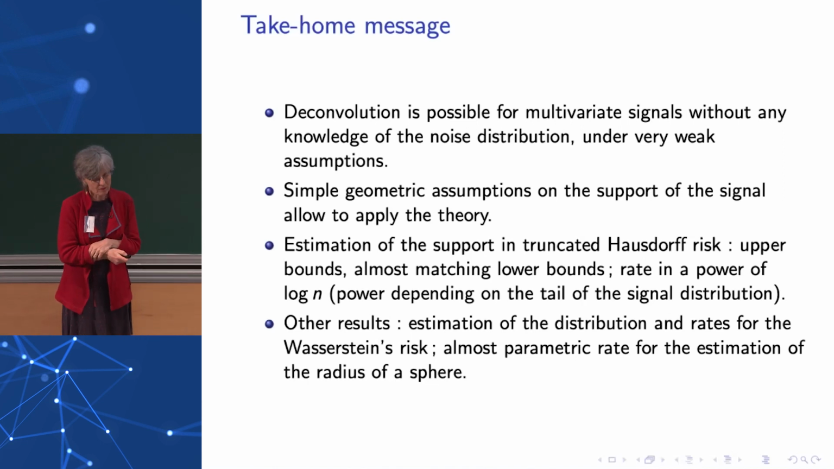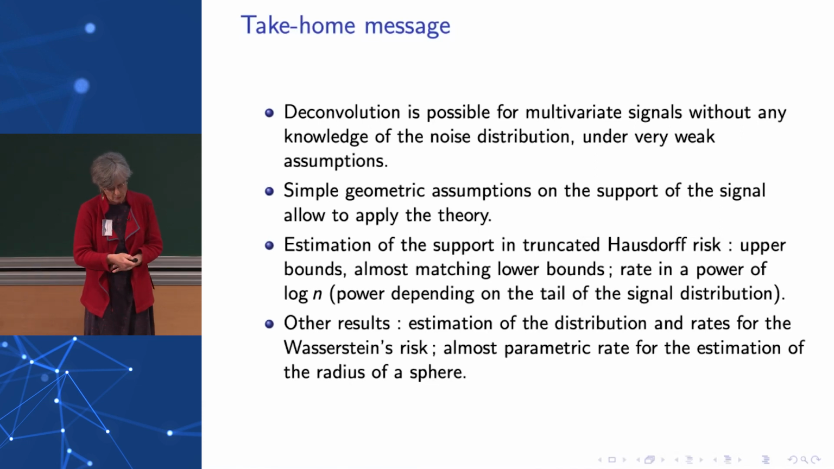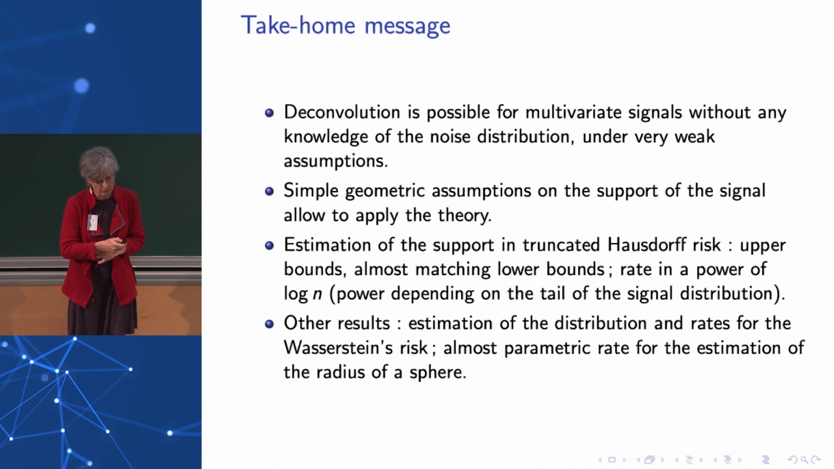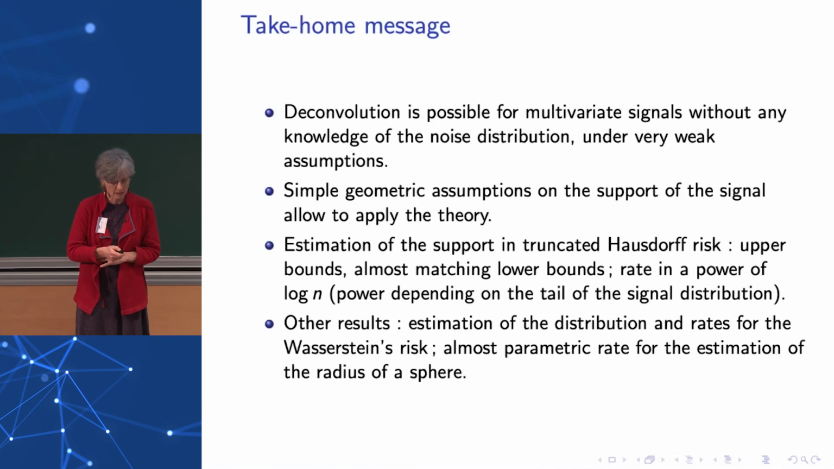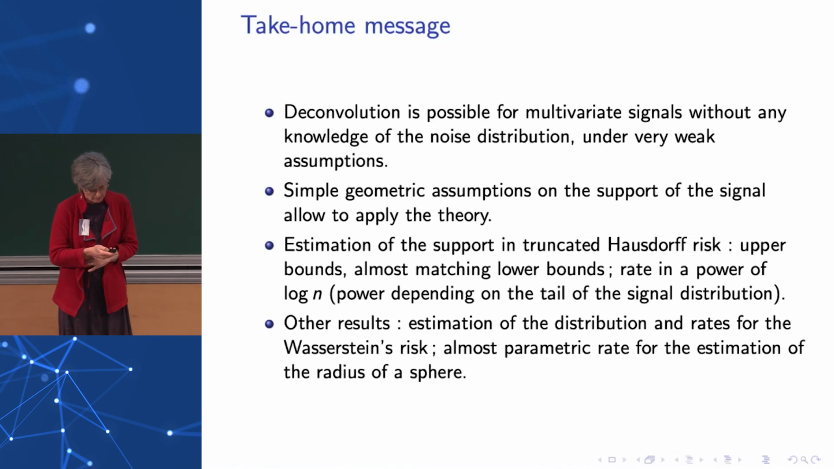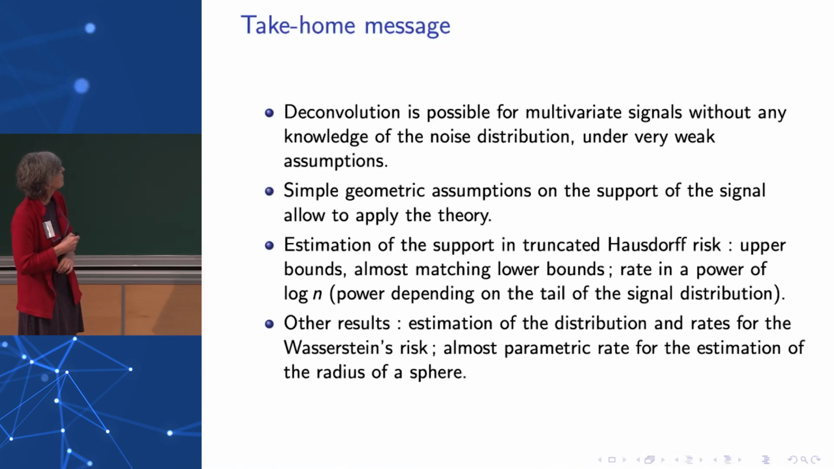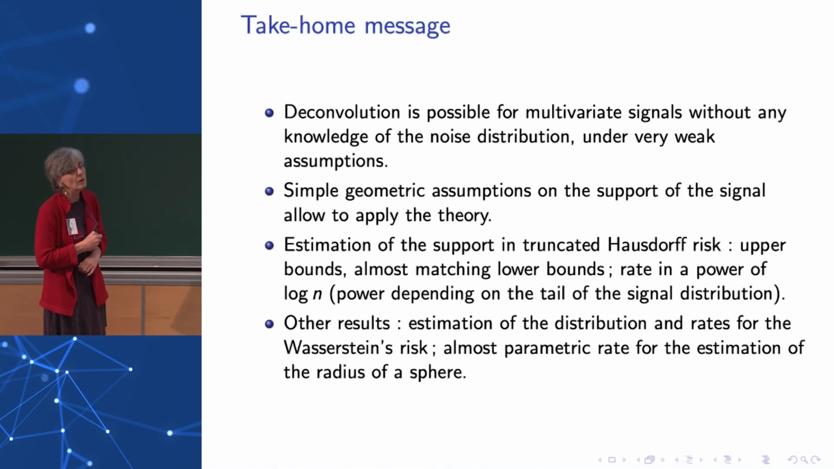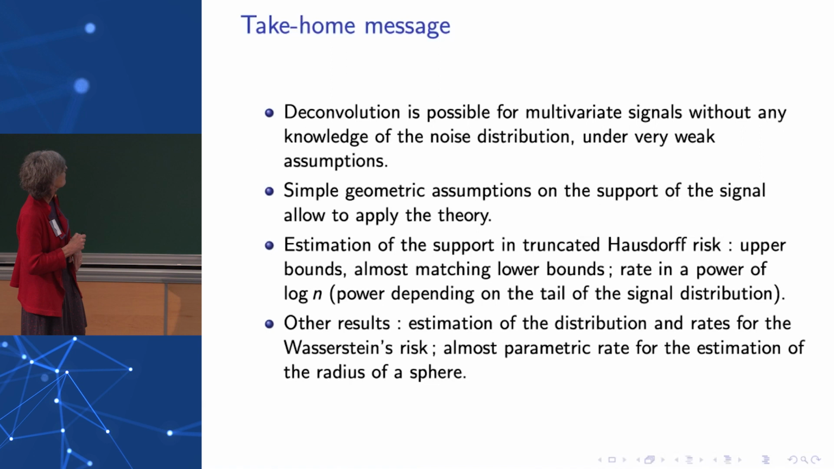Very simple geometric assumptions allow us to apply the theory for the signal. So I gave almost minimax risk in Hausdorff distance. The risk depends on the tail of the signal distribution. And I didn't mention, but in the same setting, we have other results. We can give results about the estimation of the full distribution. Of course, the risk is something that allows to compare singular distributions. So this is for Wasserstein risk.